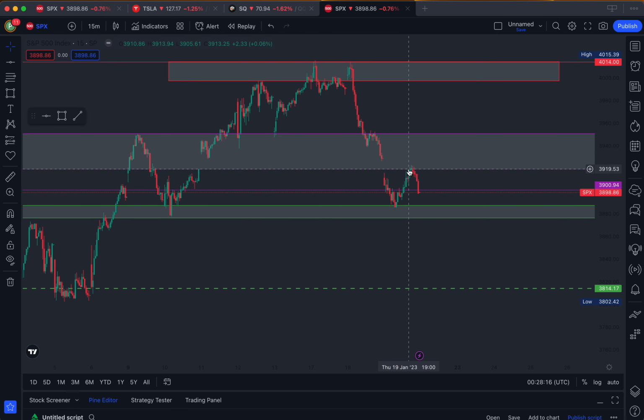But right now, because of today, we interacted with it and it rejected, I would look at it more as resistance. We were trying to fill this gap from here to here, which I was banking on earlier, which it didn't look like it happened.